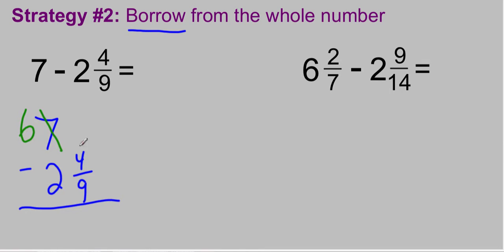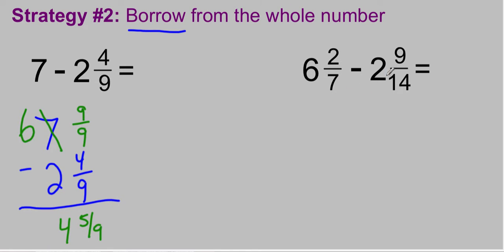We're going to take that 1 that we borrowed and break it up into a fraction. It's got to be equal to 1. But we want it to have the same denominator as we do down here. So I would borrow 9/9. That 1 I turned into a fraction, 9/9. But now I can go ahead and subtract. 9/9 minus 4/9 is 5/9. 6 minus 2 is 4. So I get 4 and 5/9.